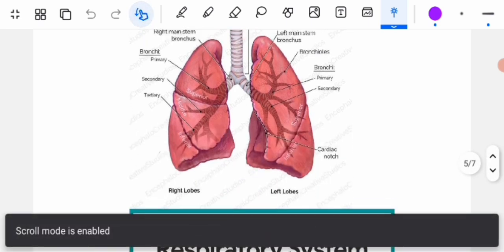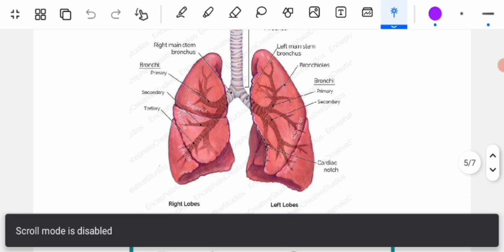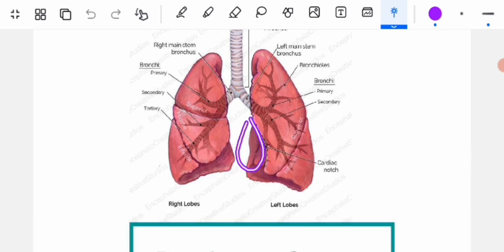And one more thing, you can see a structure like this, that is where the heart is placed. This is the left lung. The left lung is divided into two parts, superior and inferior. The right lung is divided into three parts: superior, middle and inferior.